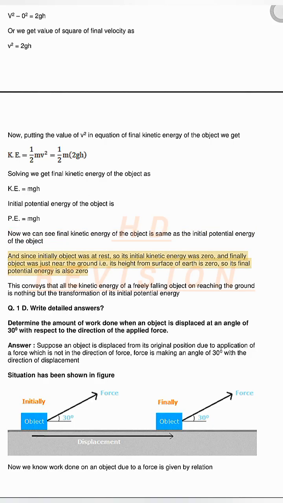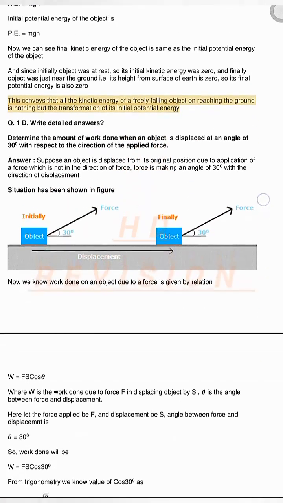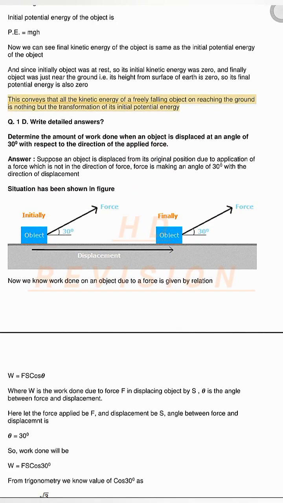And since initially the object was at rest, its initial kinetic energy was 0, and finally the object was just near the ground, i.e. its height from the surface of Earth is 0, so its final potential energy is also 0. This conveys that all the kinetic energy of a freely falling object on reaching the ground is nothing but the transformation of its initial potential energy.